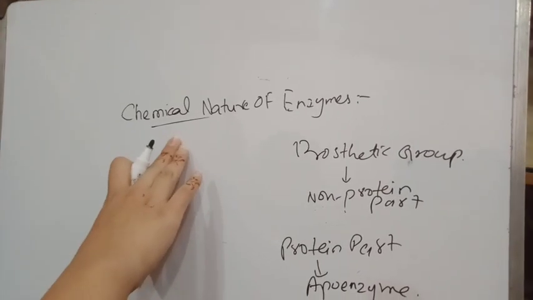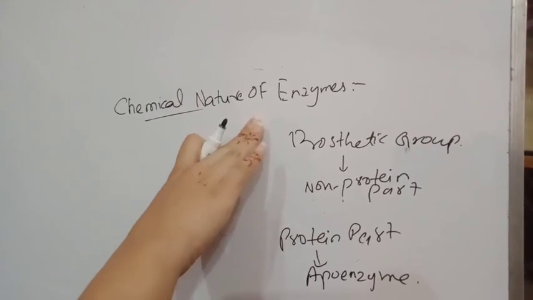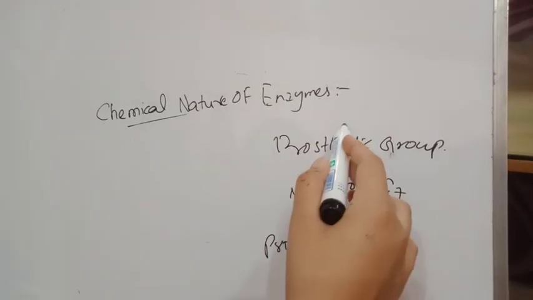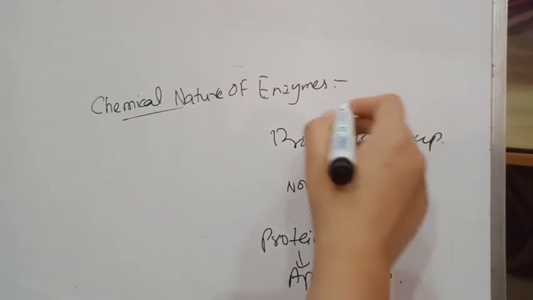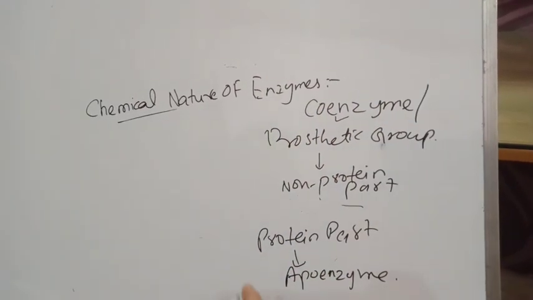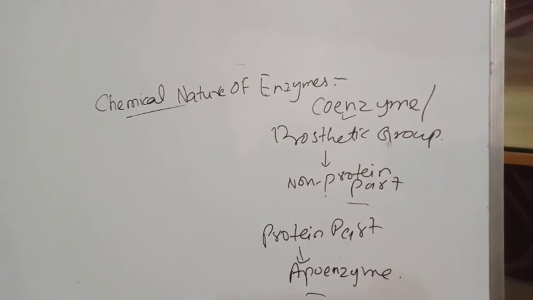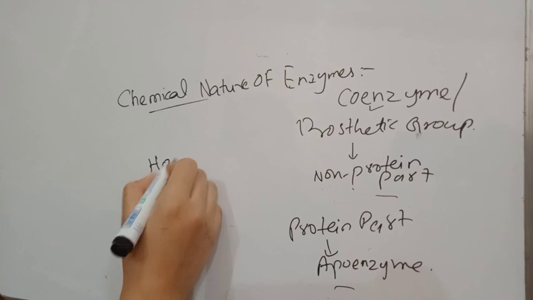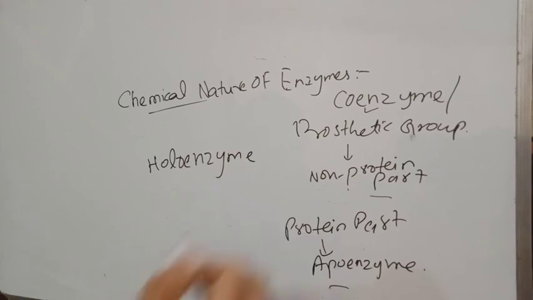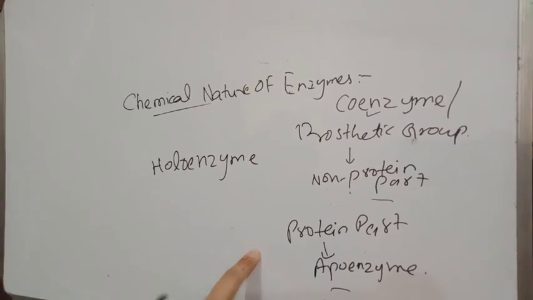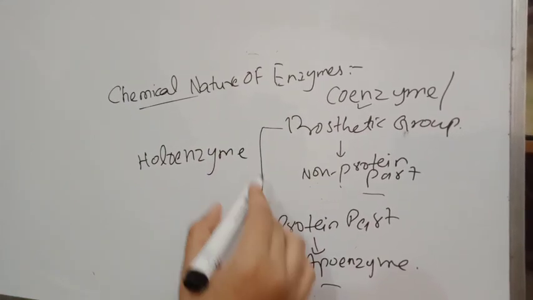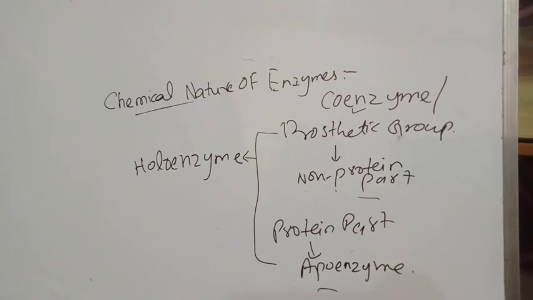In the previous lecture we were discussing the chemical nature of enzymes, and we will continue the same topic in this lecture. I have told you that the non-protein part of an enzyme is called the prosthetic group, or it is also called a coenzyme. And the protein part is called the apoenzyme. Now we will discuss another term, called holoenzyme. The protein part and the non-protein part are collectively called holoenzyme, meaning the prosthetic part and apoenzyme are collectively called holoenzyme.